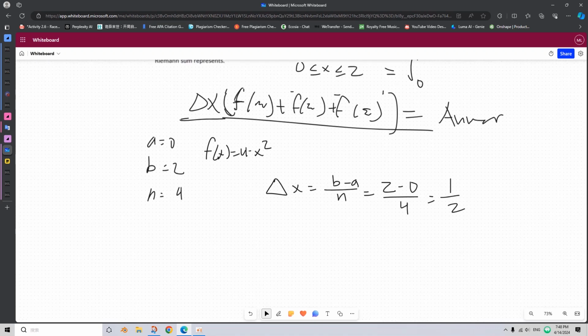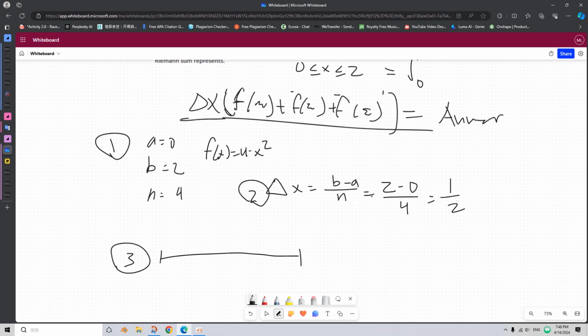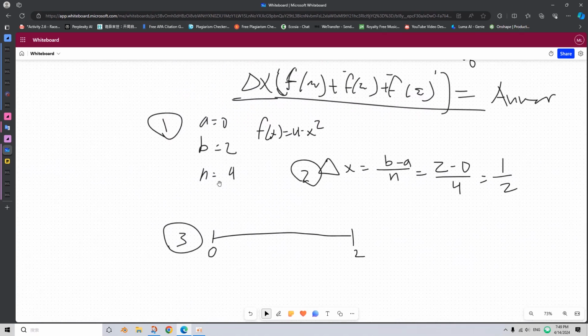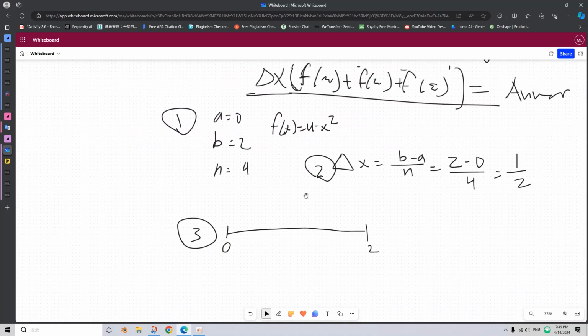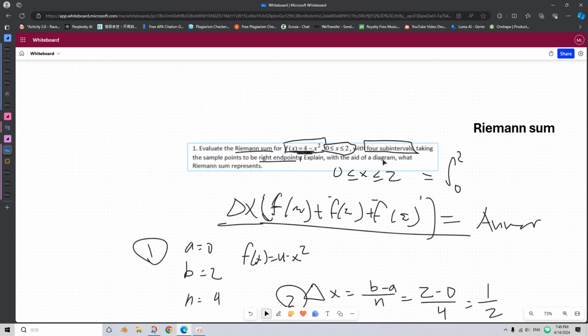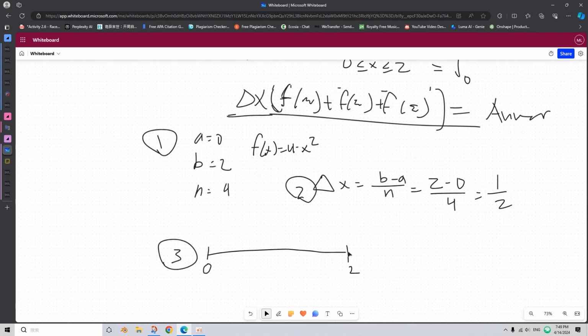So we now have delta x. How do we figure out the insides of this? Okay, let me just label this. This is step 1. This is step 2. And now we'll move on to step 3. Step 3, we draw something like this. We label this as 0 and this as 2, because it's the range, from 0 to 2. And then we use the number of subintervals. So there's 4. We need to determine which side it starts from, or does it start from the middle. It says it starts from the right endpoint. It starts from here. So from here, this counts as 1, and then 2, 3, and 4.